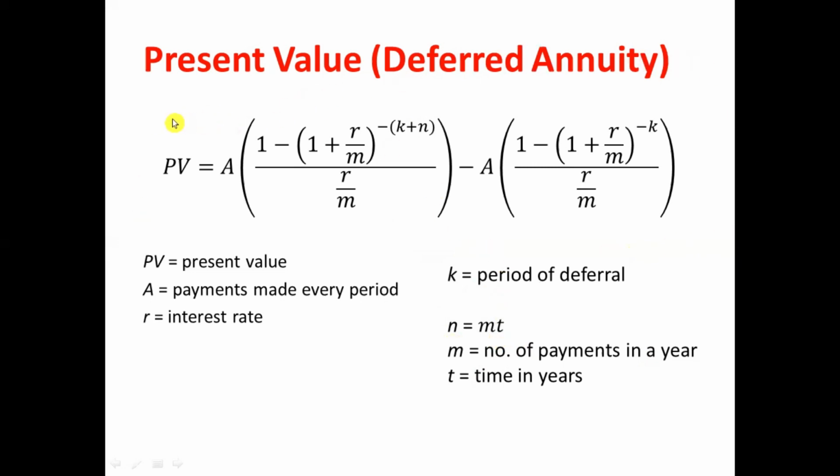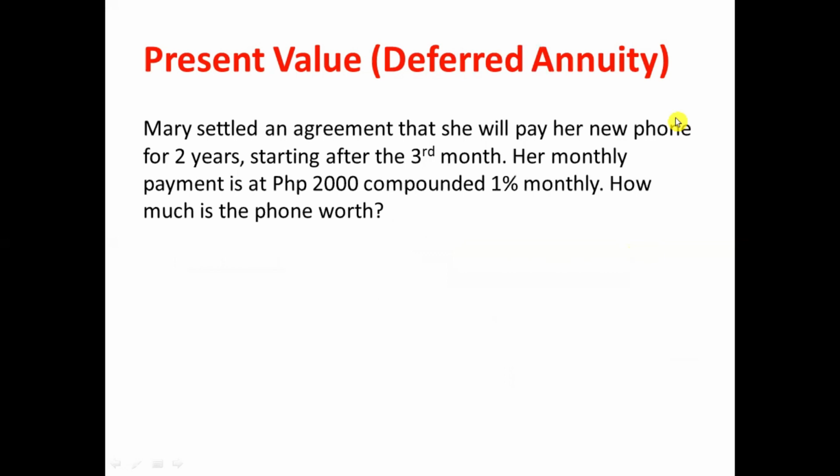So just be careful with what you put in your calculator, okay? Now we have a word problem with Mary in it. So Mary settled an agreement that she will pay for her new phone for 2 years, starting after the third month. Her monthly payment is 2,000 pesos compounded 1% monthly. How much is the phone worth? So, we can see, guys, that this is a deferred annuity because her interest of 1% monthly will start already, but she will start paying only in the third month of her agreement.